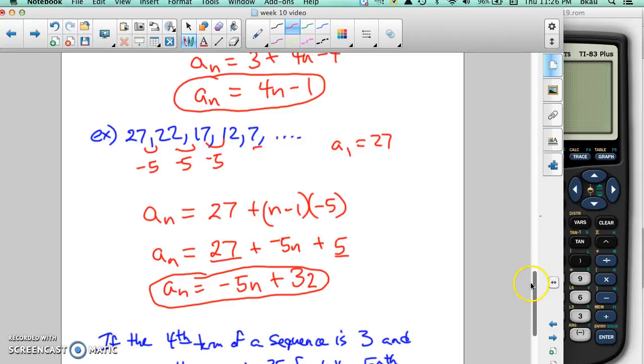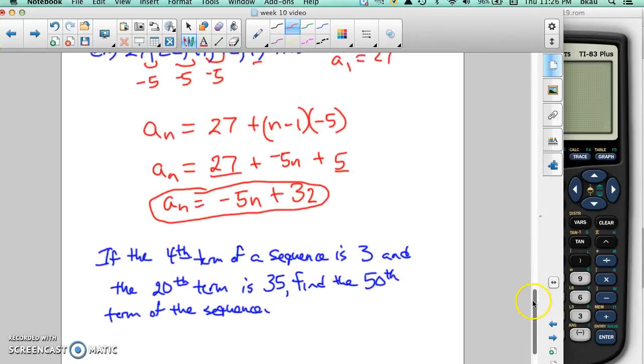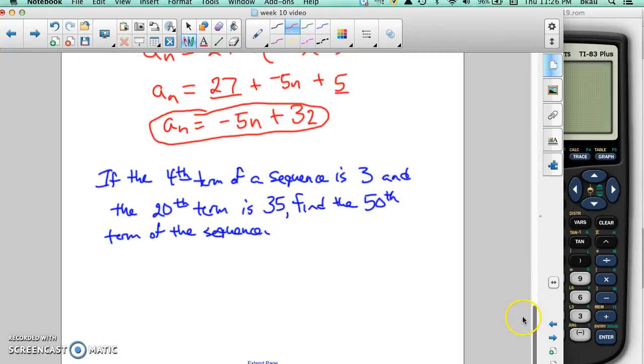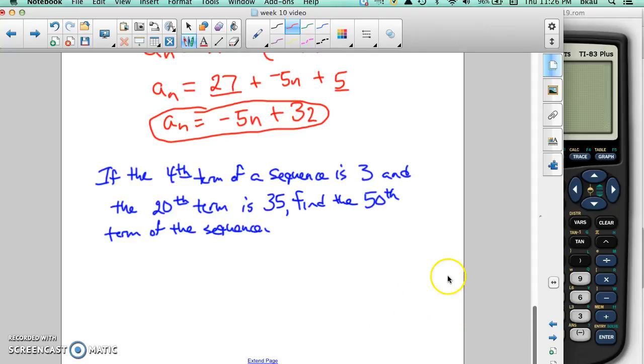Alright, and then we're going to finish up here with answering this question using this formula. So in this case, we have a 4th term of a sequence and we have a 20th term of a sequence. But we want to find the 50th term of the sequence, saying that this is arithmetic. We need to know it's arithmetic before we can do this. So we're assuming that this is arithmetic, and in the book they'll say it's an arithmetic sequence. What we have here is basically a couple terms in the sequence.